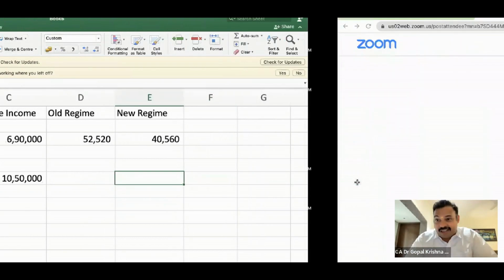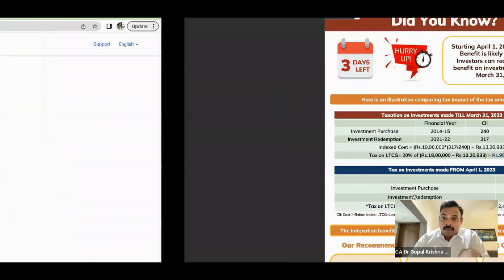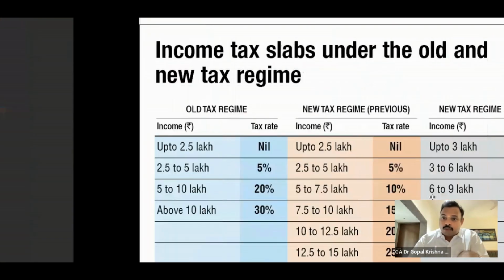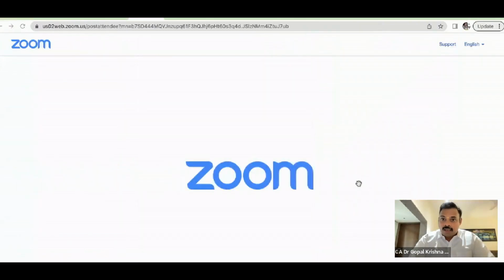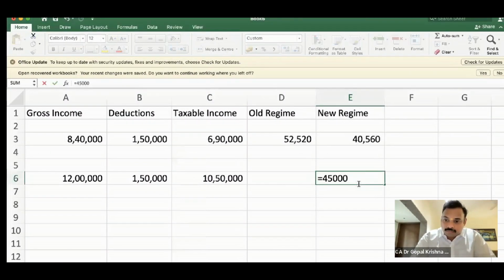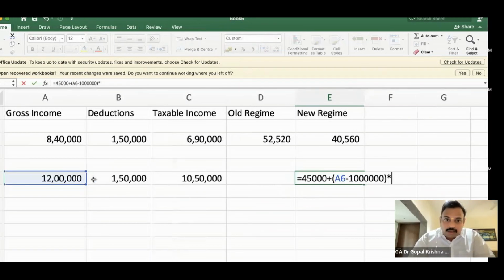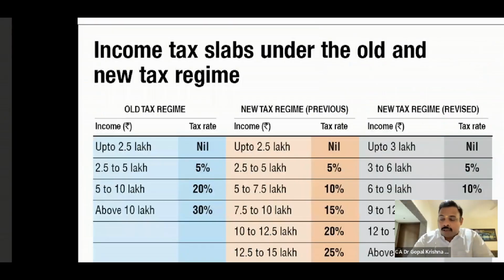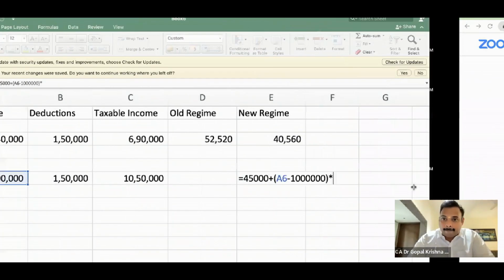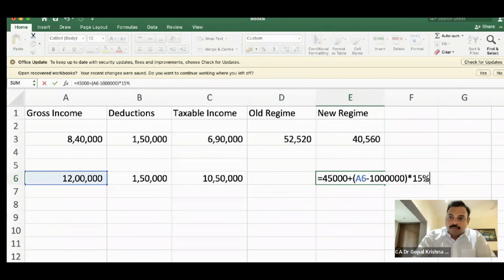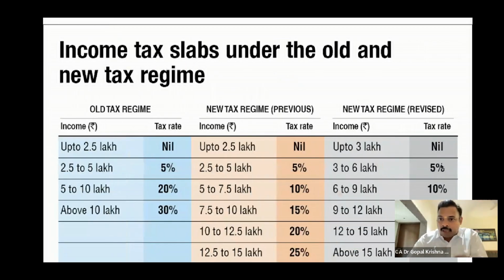So I'll now take you to this. This is 5% on 3 lakhs, which is 15,000. On 3 lakhs at 10%, it is 30,000. Now 30 plus 15 is 45. So here it will be 45,000 plus your 12 lakhs minus 10 lakhs. So 9 to 12 will be 15%. Up to 9 lakhs, it is 30,000 plus 15,000.